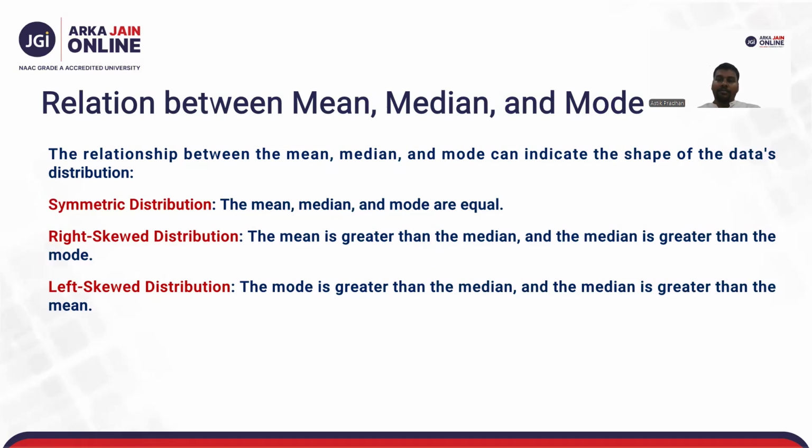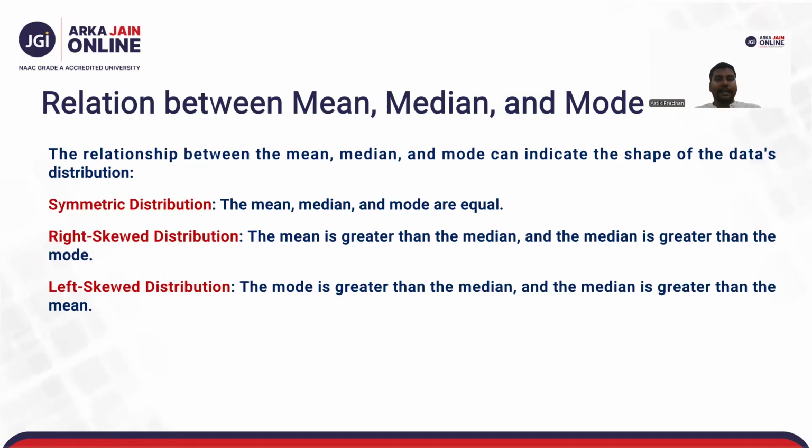Now, the relationship between the mean, median and mode can indicate the shape of the data's distribution: how the data points are scattered, how they are relating with each other, how closely they are linked with each other, what is the actual pattern that exists between them. To know these things, we need these measures. Now, what kind of distribution can we identify based on these measures?